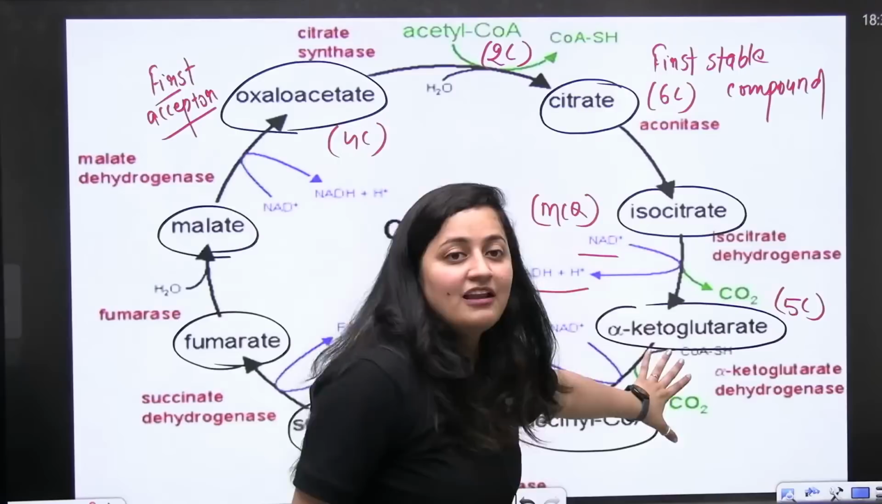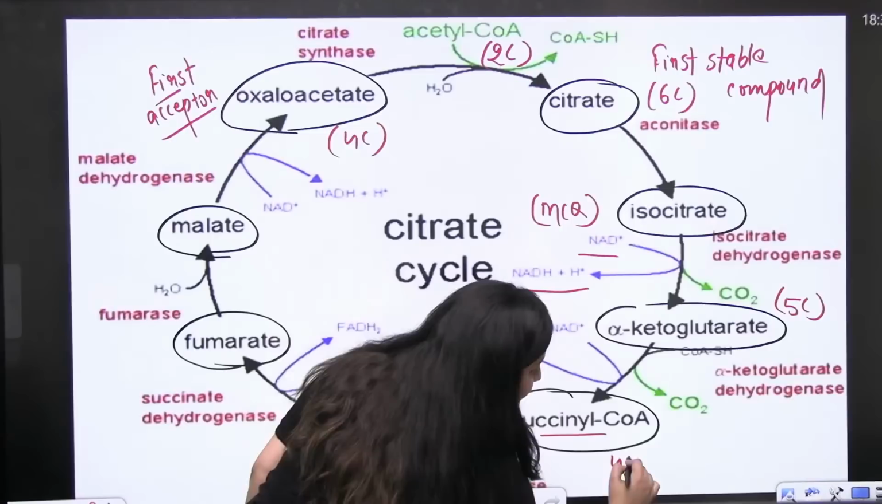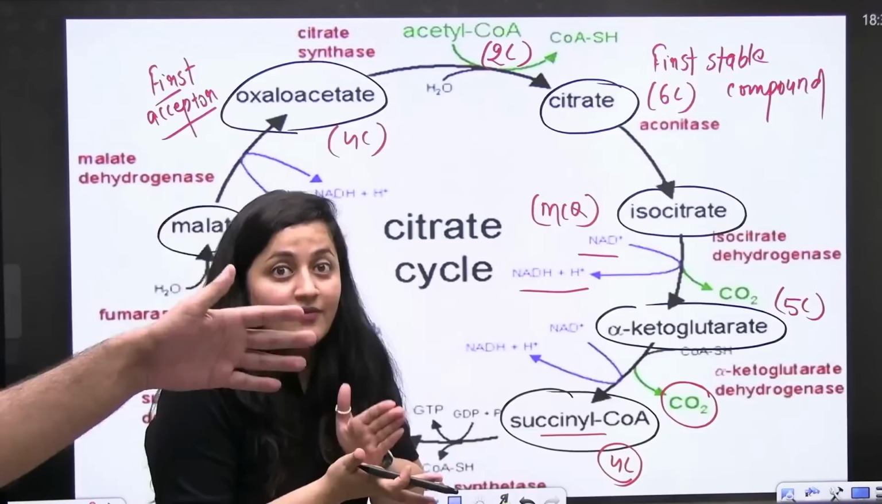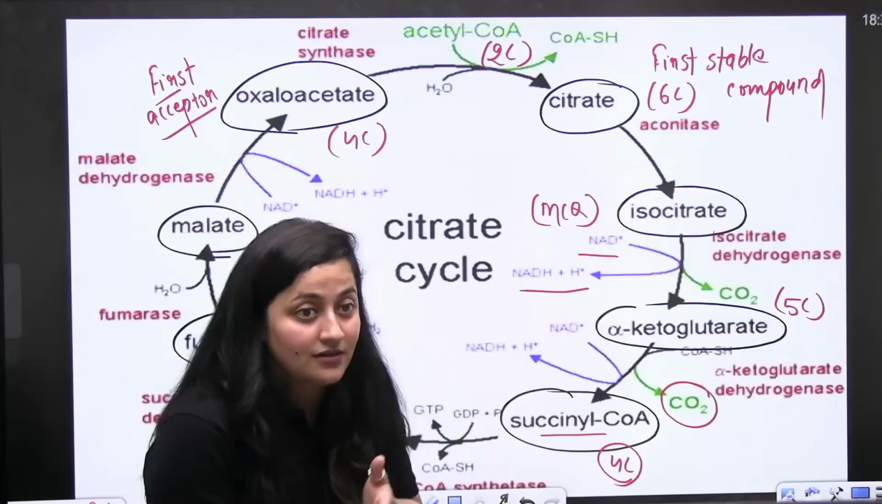Now, from alpha ketoglutarate, there will be the succinyl coenzyme A. So here you can see again it is a 4 carbon containing compound. So the carbon dioxide will also be released here. And again NAD to NADH2. So yes, they used to ask in the NEET exam in which reactions NADH2 will form. They will ask you when the decarboxylation will occur. So this is another important point. Okay, so with the help of the trick, you can remember it.